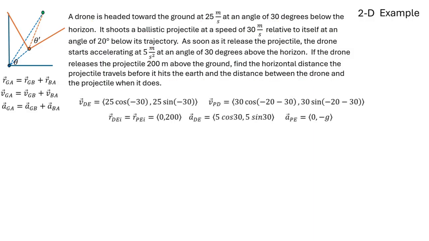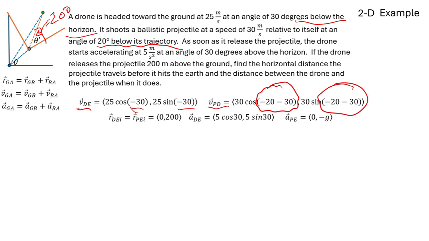In this problem, we are given the velocity of the drone relative to the Earth. And notice I put a negative 30 degrees here because it is below the horizon. Then they give us the velocity of the projectile relative to the drone. And notice I went ahead and already added up those two angles. We said it was 20 degrees below the trajectory, so that's like saying this angle is negative 20 degrees. And we already know that we have to change to different unit vectors in order to add these things, so I just plunked that in right from the get-go.